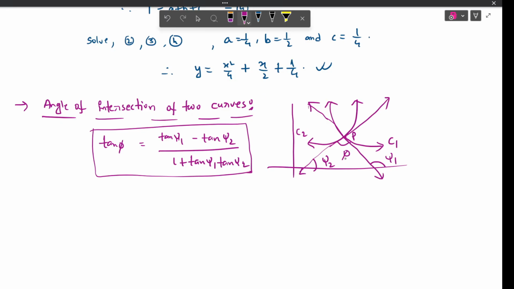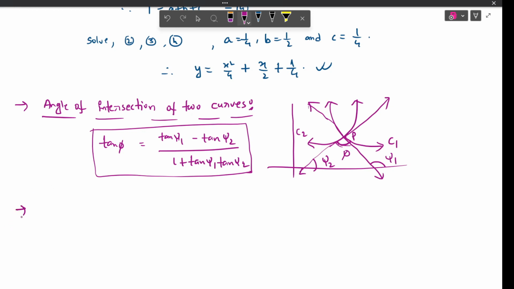So what should be the other angle? This is the inner angle. What should be the other angle? Other angle is 180 minus phi. Okay. But we take the smaller angle as the angle of intersection.